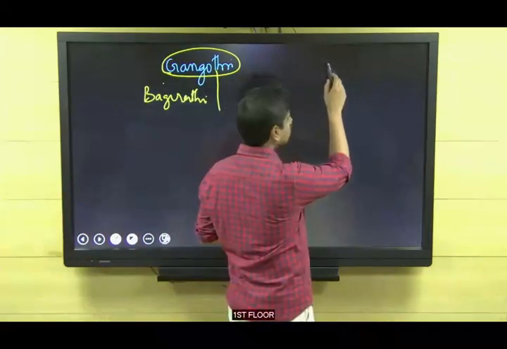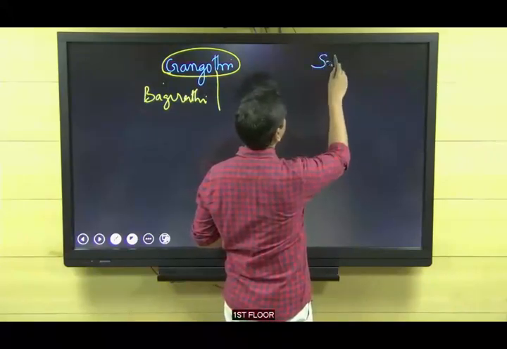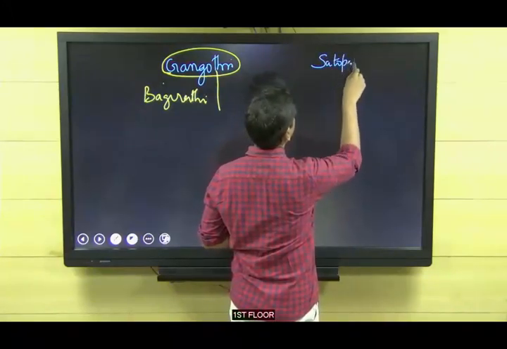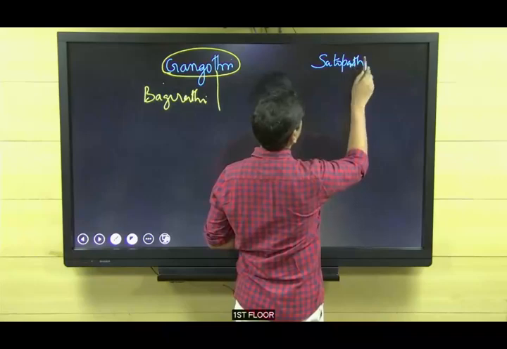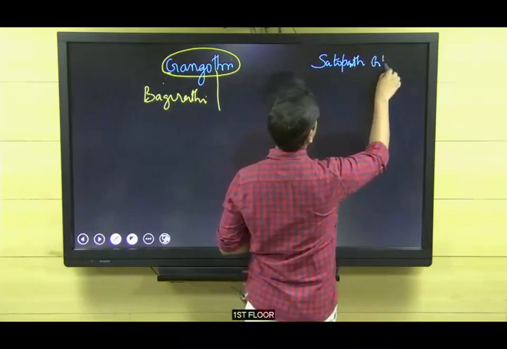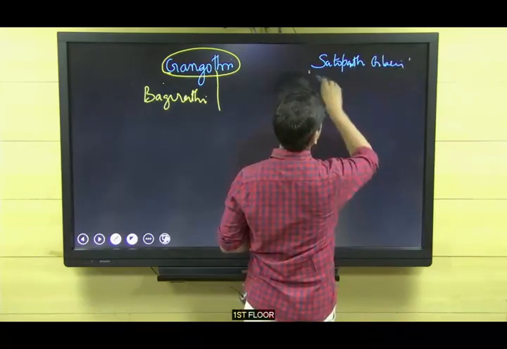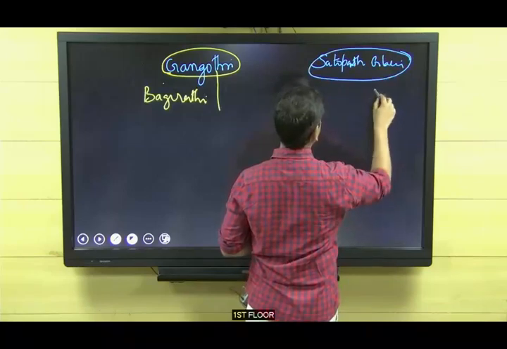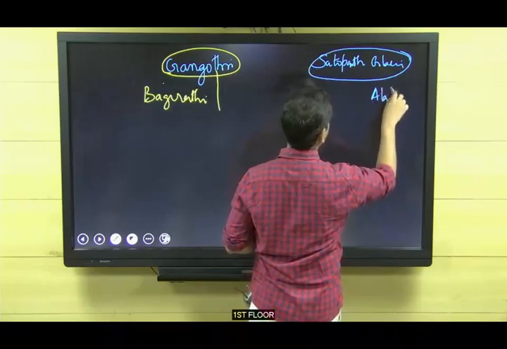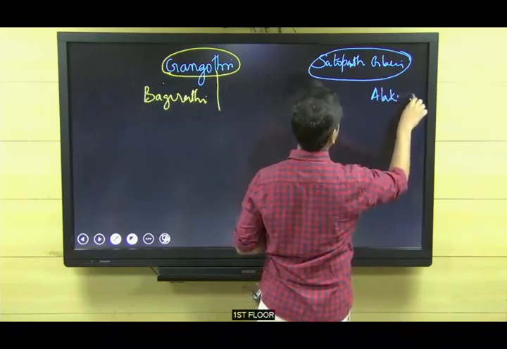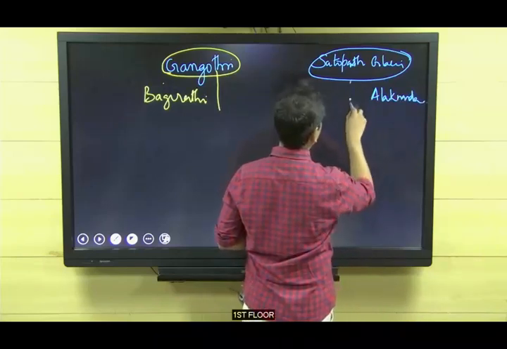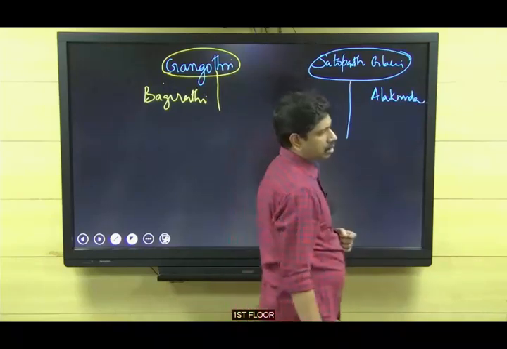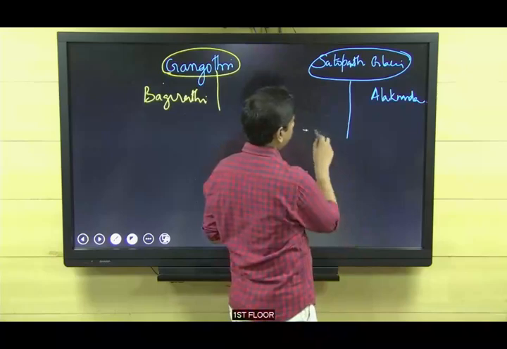Here, this side, it is Satopant glacier. Satopant glacier. The river is known as Alaknanda. Okay, Alaknanda comes down. It meets two rivers.